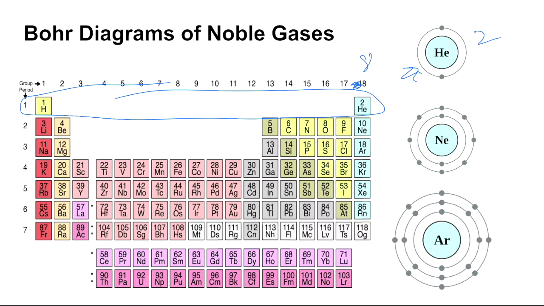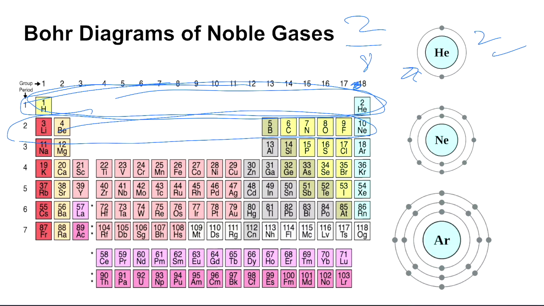So 8 valence electrons, with the exception of helium that has only 2 electrons that can fit on that first energy level, right? That first energy level can only fit 2 electrons. This second energy level can fit up to 8 electrons. So here's an example of neon, which is the noble gas on the second energy level.